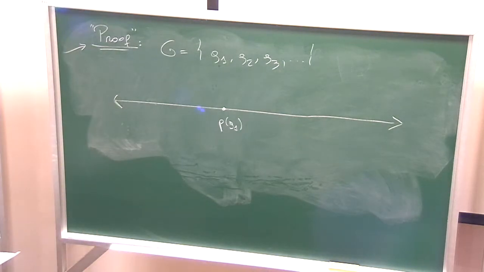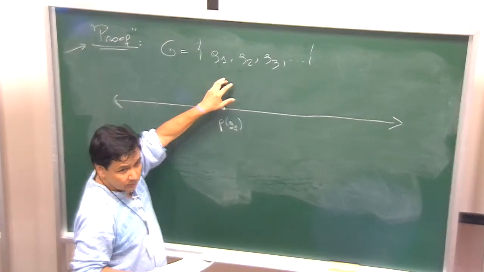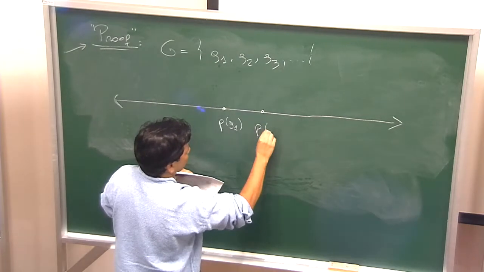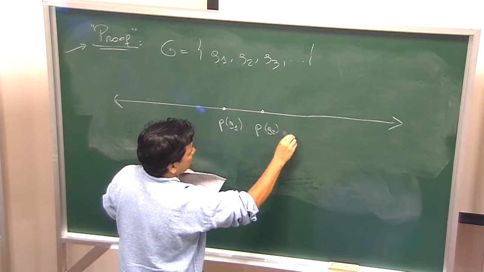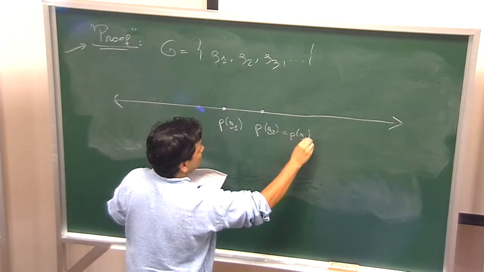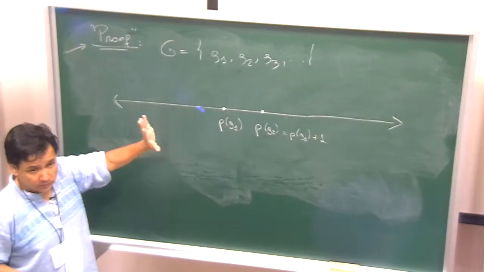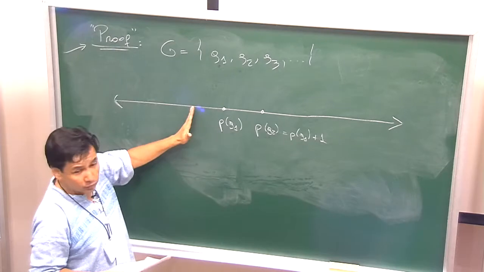Okay? Now there is G2. So G2 is either larger than G1 or smaller than G1. If it is larger, then you do the following thing. So you say that P of G2 will be P of G1 plus 1. Okay? So you can start at 0 if you wish. Doesn't matter. If G2 is smaller than G1, then you put it on the left.